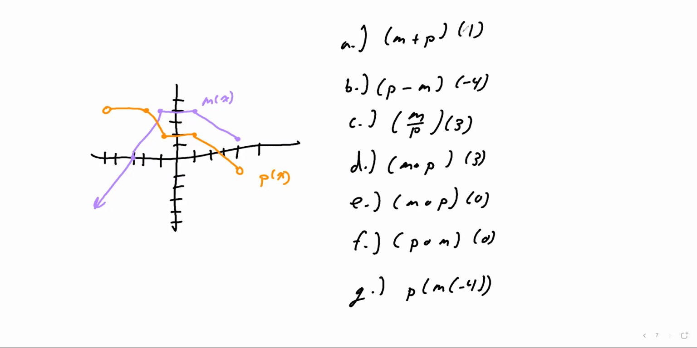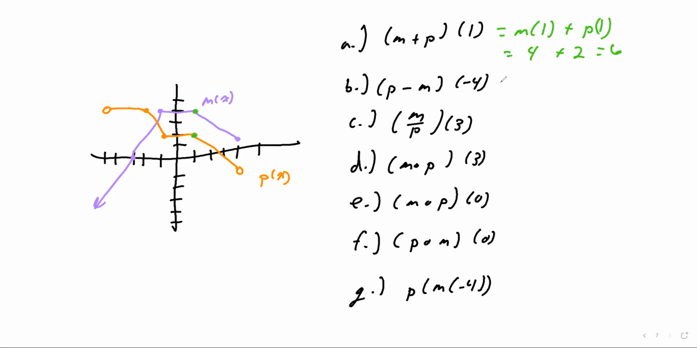All right, again, best thing to do is rewrite it. So rewrite this as m of 1 plus p of 1, and then go locate it. So here's 1. M is the purple, so that'd be 1, 2, 3, that'd be 4. P of 1, that's the orange, would be 2. So this would just be 4 plus 2, which gives you 6. Okay, because again, there was that first one, there was the next one.